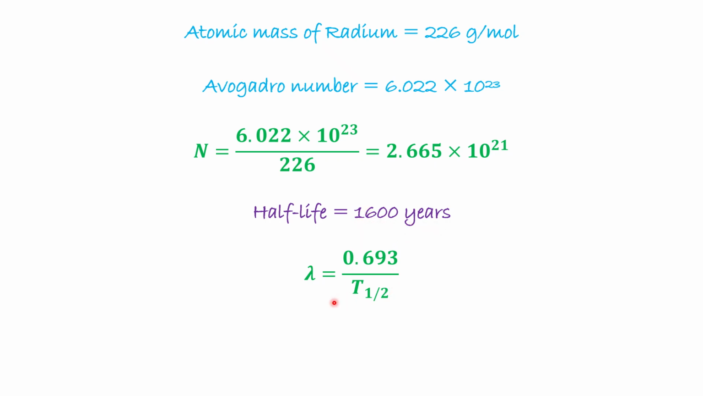Now converting it into seconds, we get that the half-life will be 5.05 × 10^10 seconds. So lambda is 1.37 × 10^-11 per second. So the decay constant is 1.37 × 10^-11 per second.